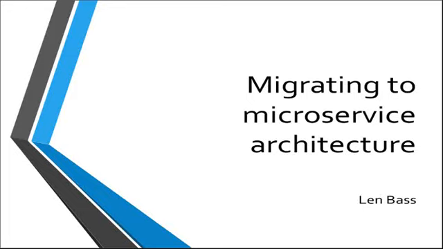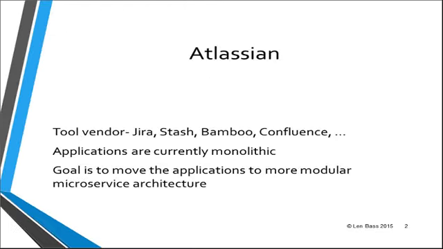So one of the common questions when people hear about microservices is, okay, I have these existing applications which are monolithic and I want to migrate to microservices. What's the best way to do that? So we'll go through how Atlassian did that.